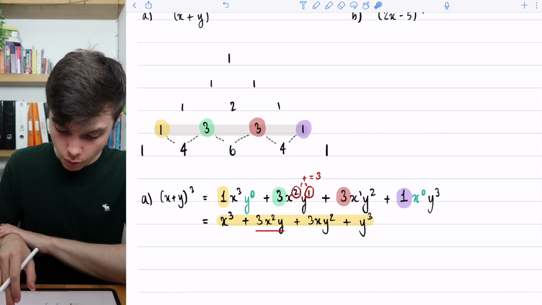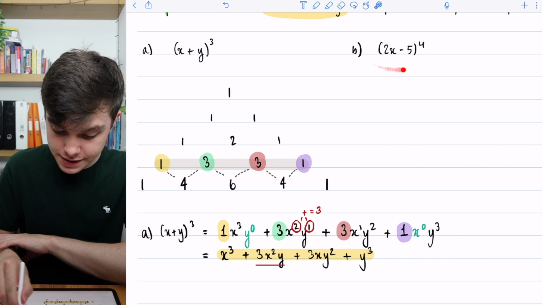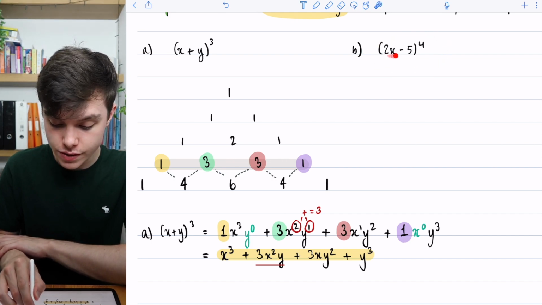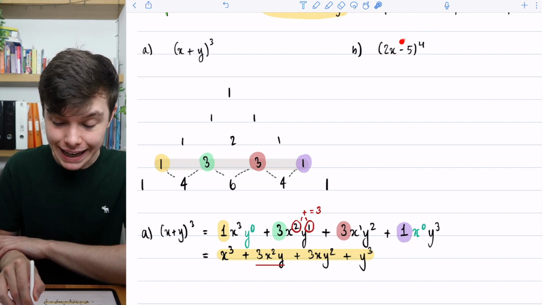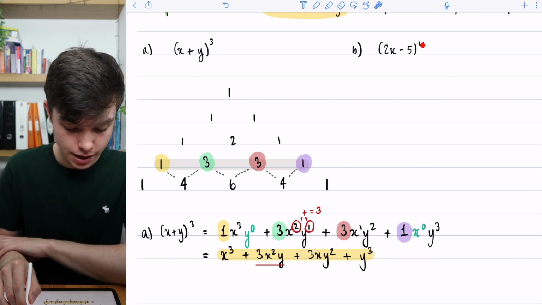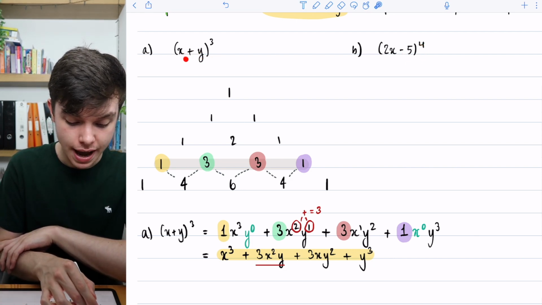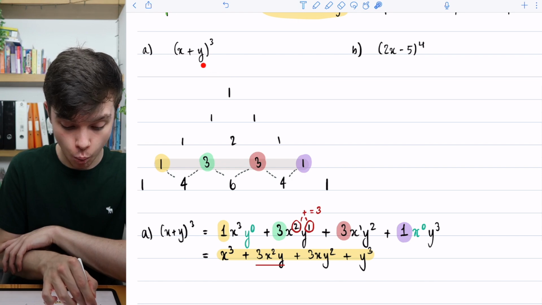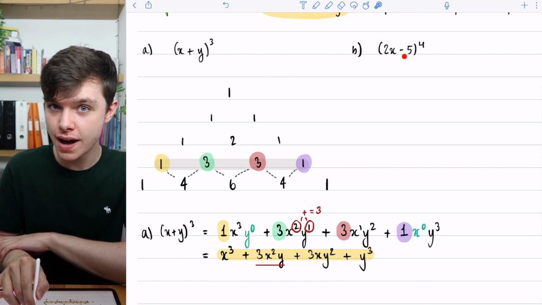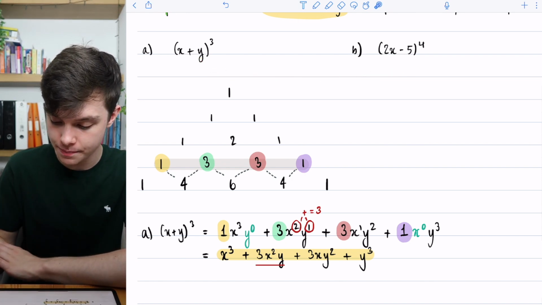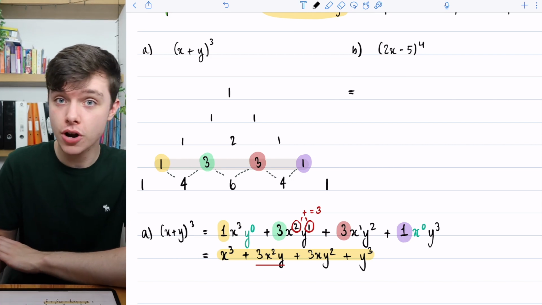Okay, so what I want to do is this expansion. Now, this is my first term, 2x, minus 5 is my second term. In other words, we had x and y here. X is now 2x and y is now minus 5. So we've actually got some numbers here. Right, this expansion is going to look like this.